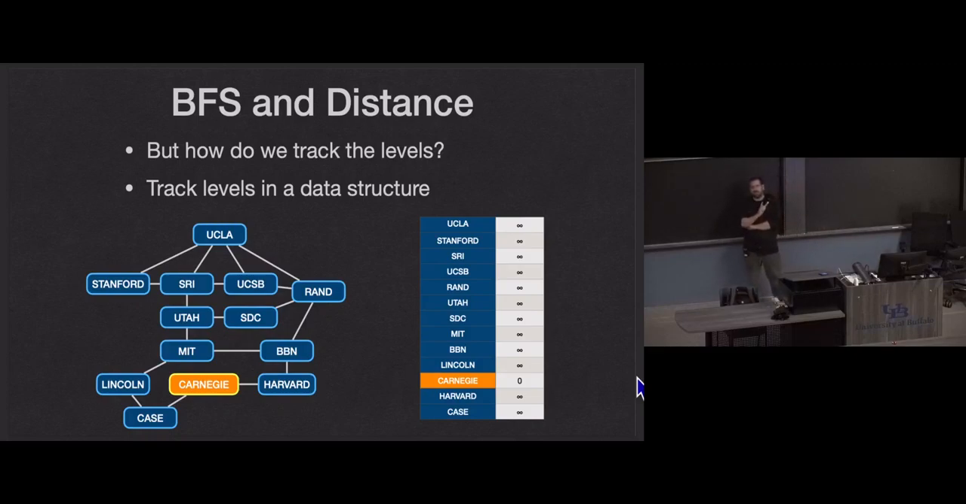Running breadth-first search one time is only going to find you the distance from the starting node to every node. So if you need the distance between two nodes and neither of them is your starting node, you've got to rerun breadth-first search.